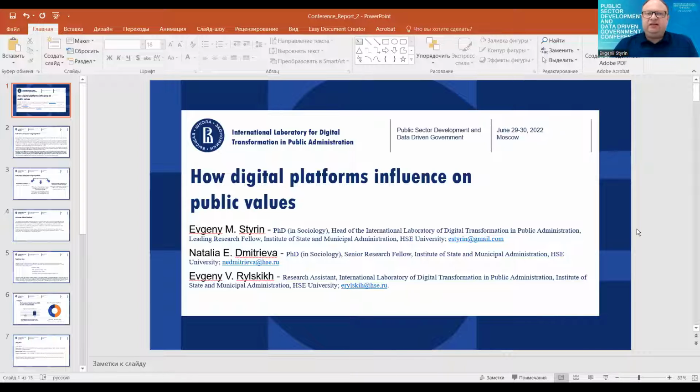Labor market and labor involvement is very important for government. So this group, and you see here me, and it's my PhD student Evgeny, as I said, and also my colleague Natalia Dmitrieva. We study those phenomena when digital platforms, here on the example of the labor market, are being implemented, and we want to know what is being changed for those people who are using these platforms.